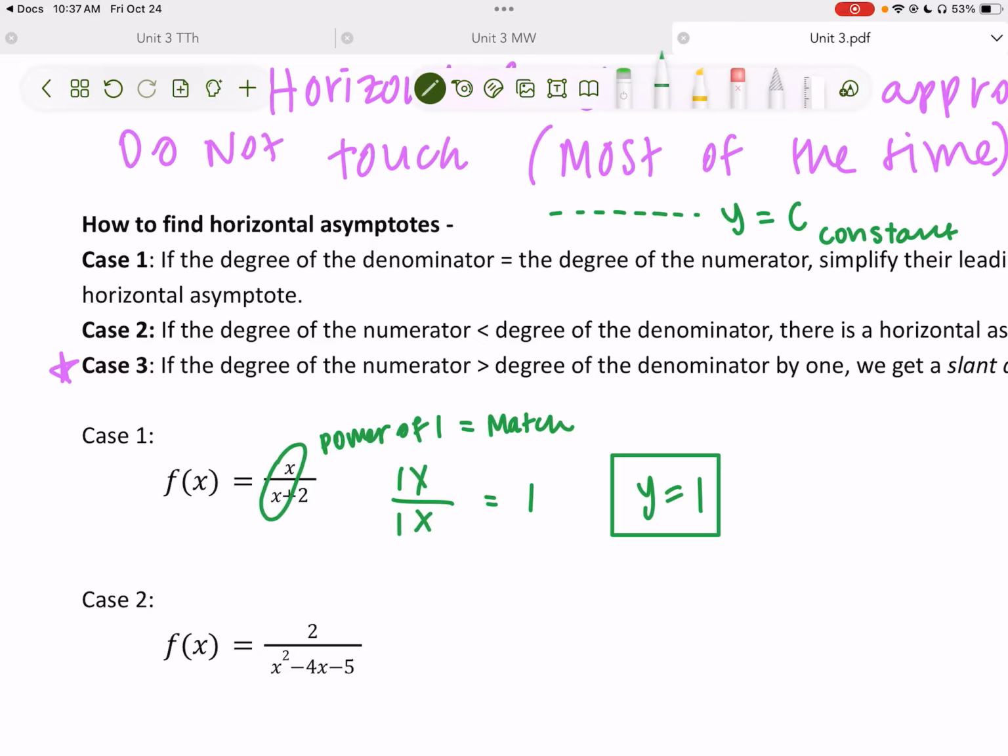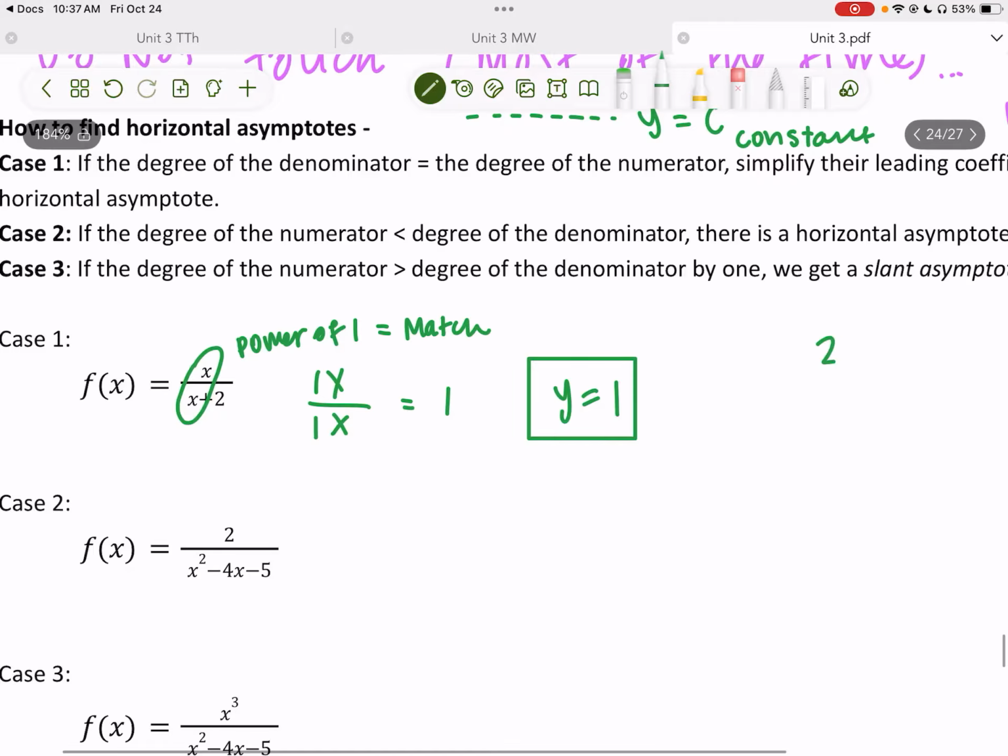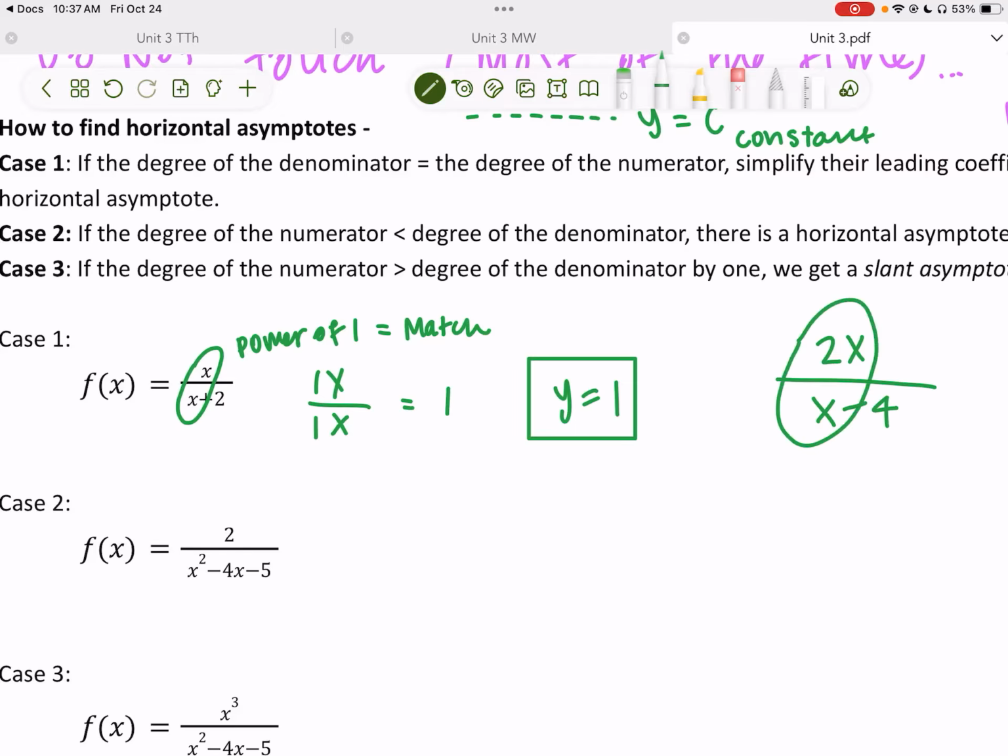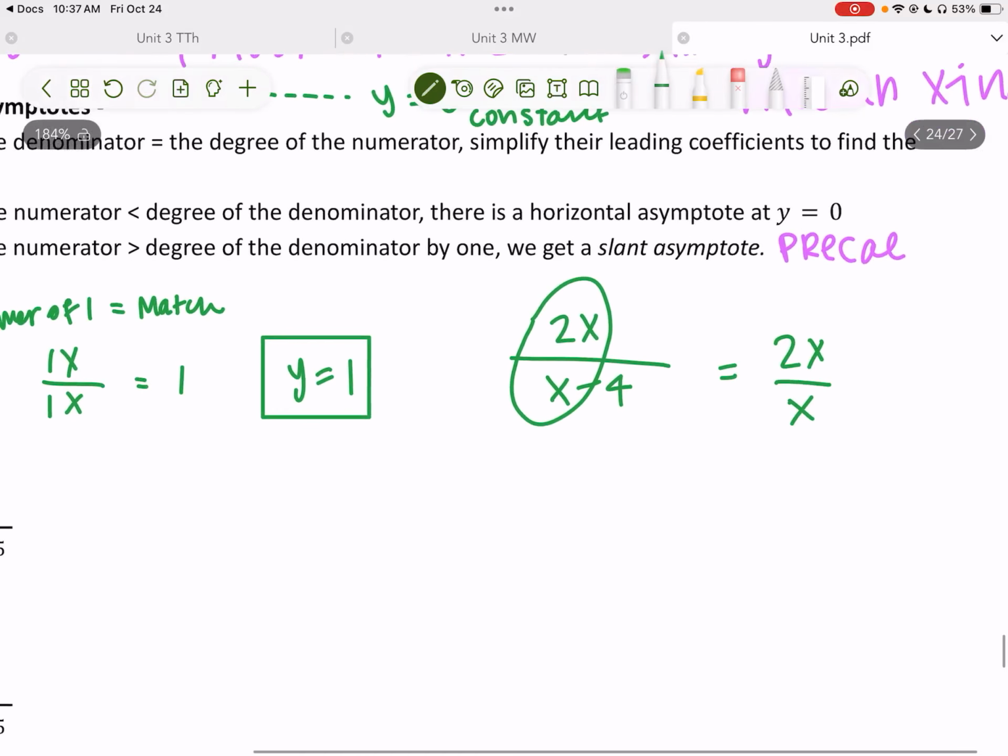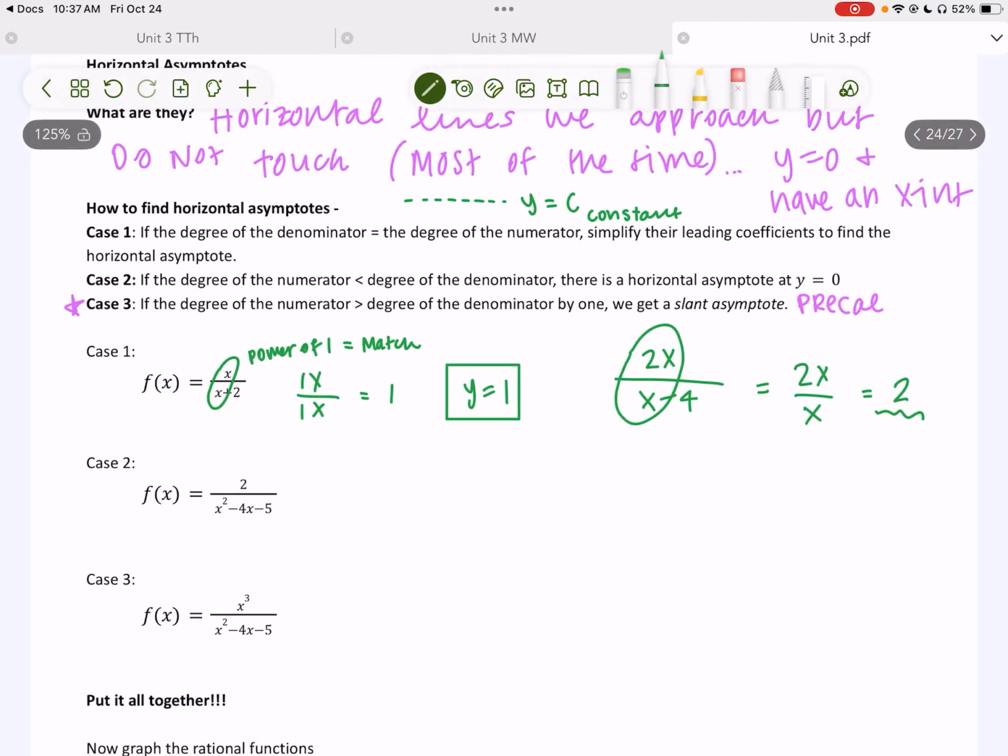Okay. Now, if it was, let's just say 2x over x minus 4, the same thing's going to happen, right? Those powers still match. This is just going to be 2x over x, which would equal 2. So you're just simplifying those coefficients. The constants, whatever they might be, don't matter anymore.